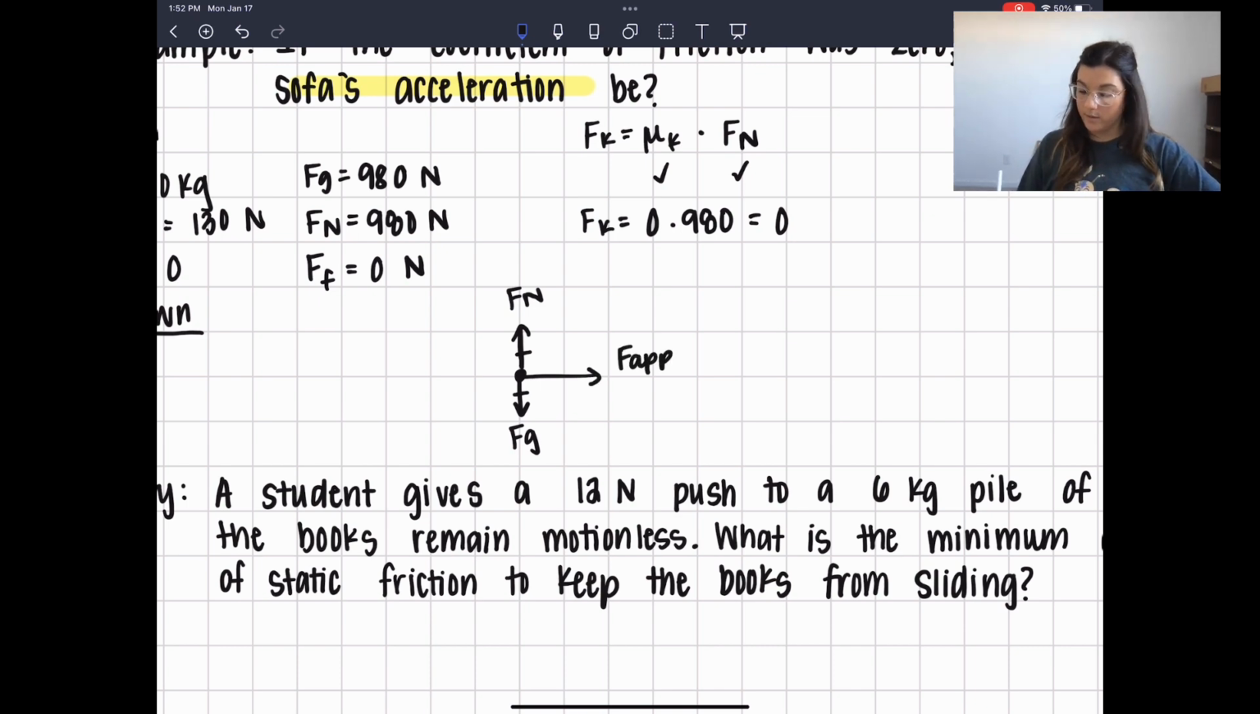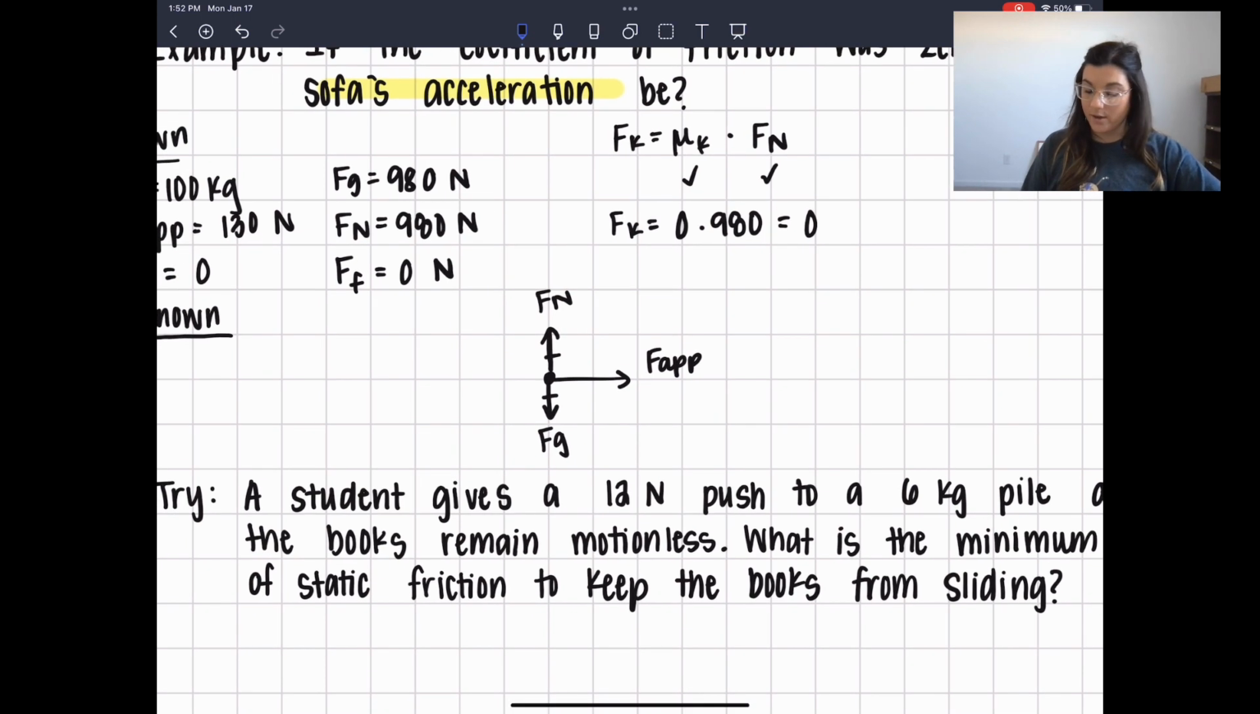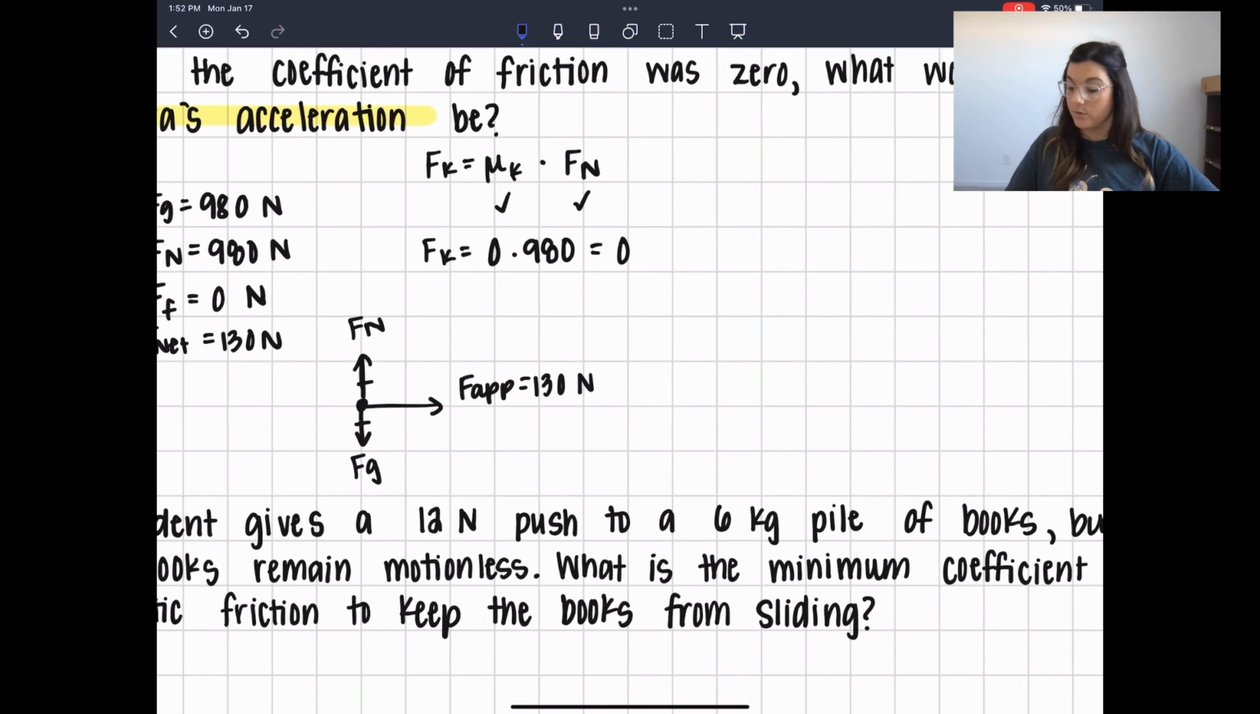So that means that I can calculate my acceleration with Newton's second law. Let me tell you why. I can figure out my net force from this diagram. My net force is my unbalanced force. The only force that's not balanced is my applied force. So my net force is 130 newtons, which means I'm probably going to be able to use Newton's second law.